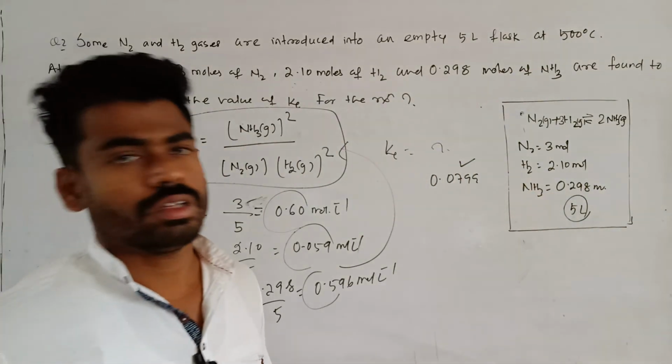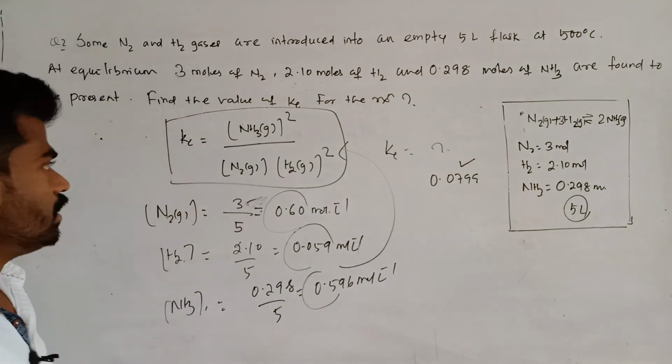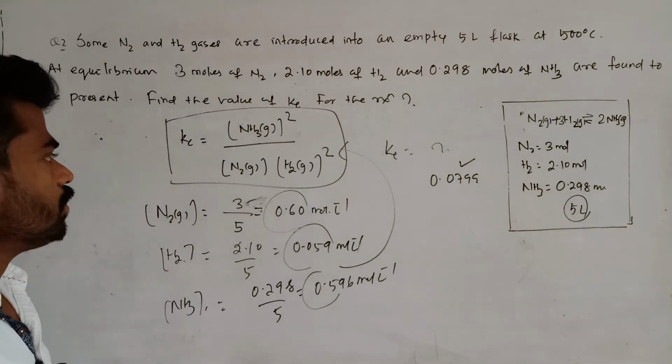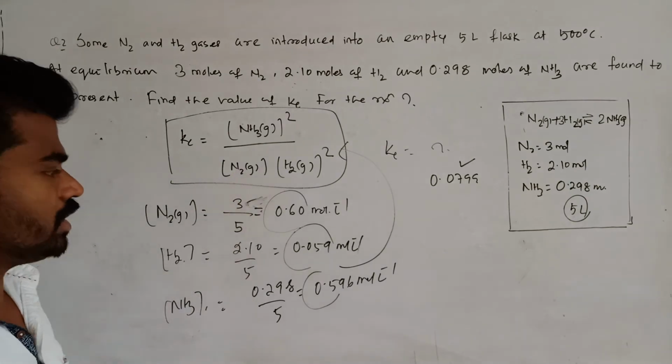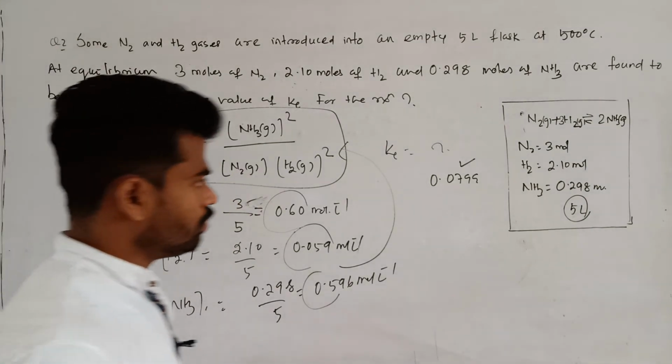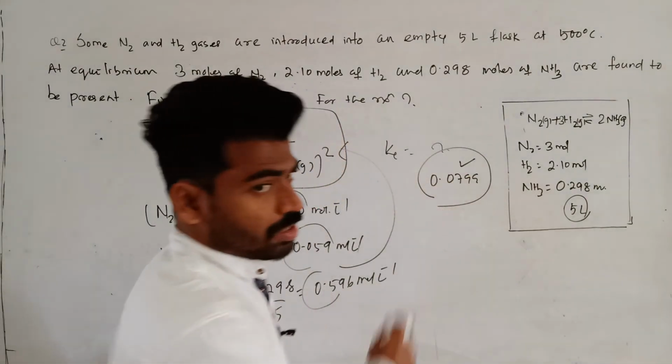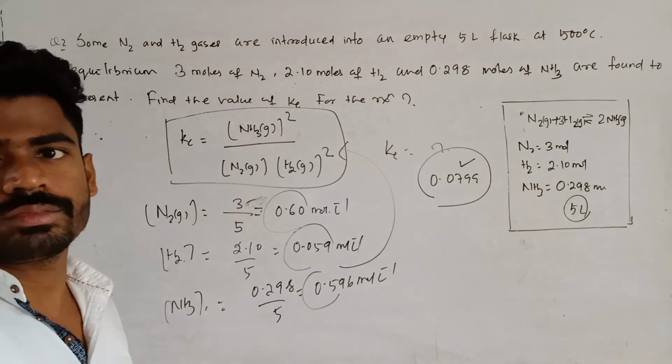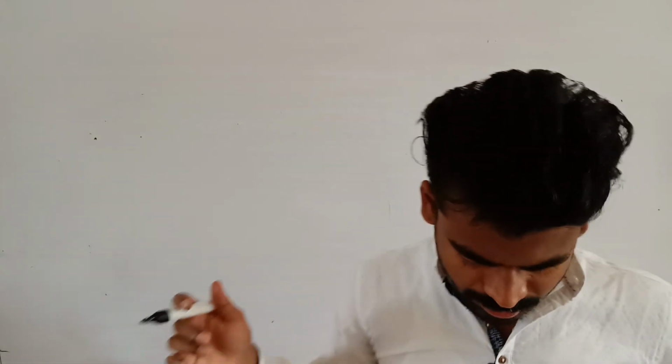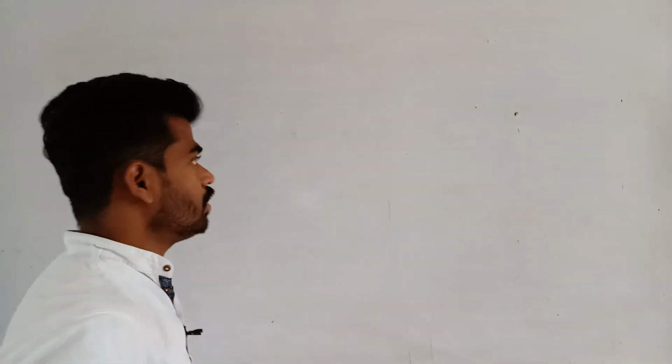And you know the equilibrium constant is unitless. It depends upon the nature of a reaction. So the constant value you will get is 0.0799.